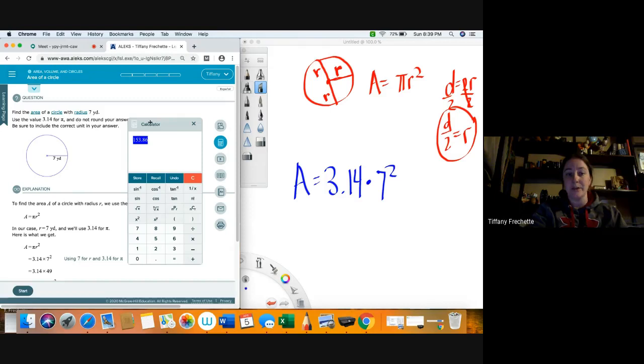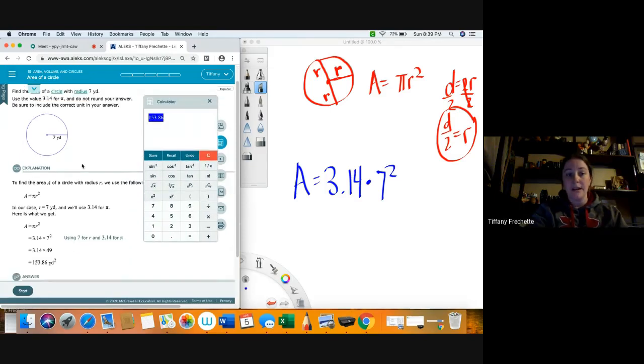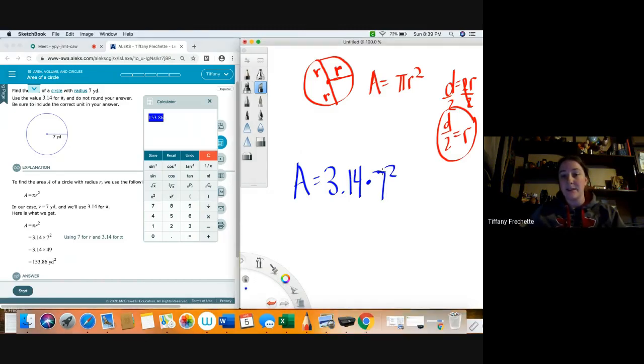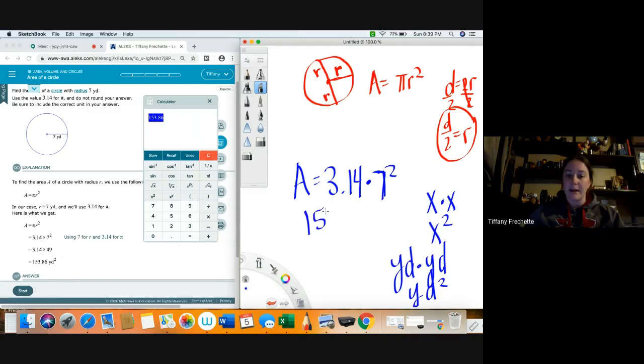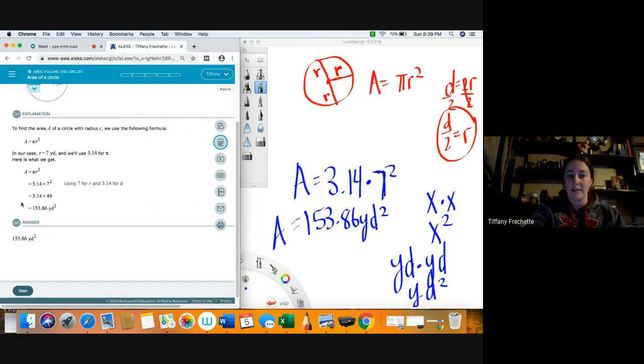They also say do not round your answer, so they want you to type in that whole thing. And they also want you to include a unit, which means since this is yard, whenever we do area, we think of squared. Because this 7 for radius, we did 7 squared. Well, both 7s have a yard attached to it. So it's yard times yard. Just like if you had x times x, you'd write it as x squared. Well, with this one, we have yard times yard, so we write it as yard squared. Same thing, just kind of a different version of a variable. So we would write 153.86 yard squared, and that is our area. And we close this, and we scroll down here. So that is exactly what they came up with.